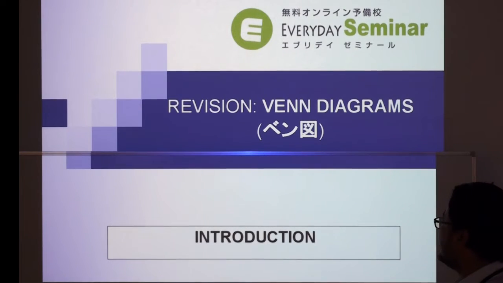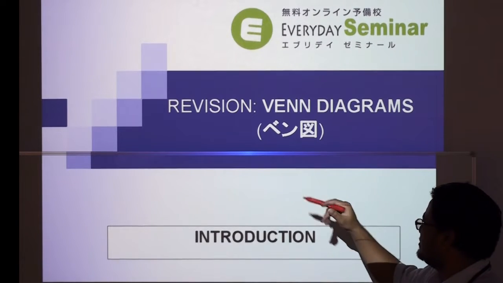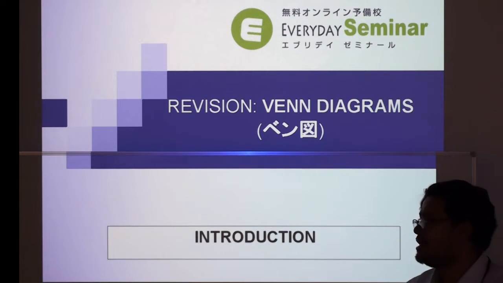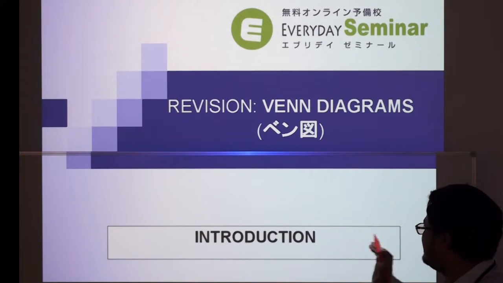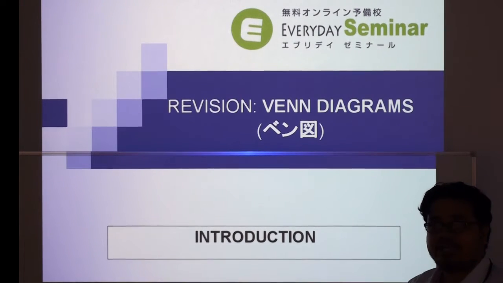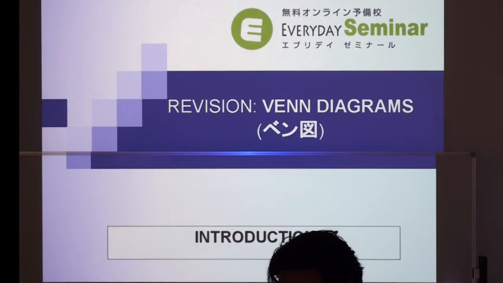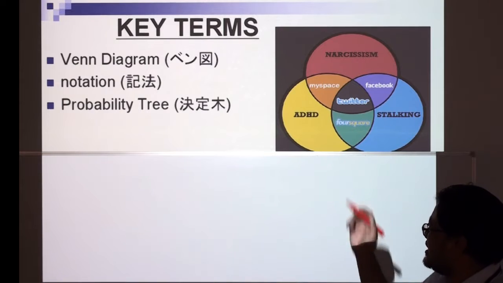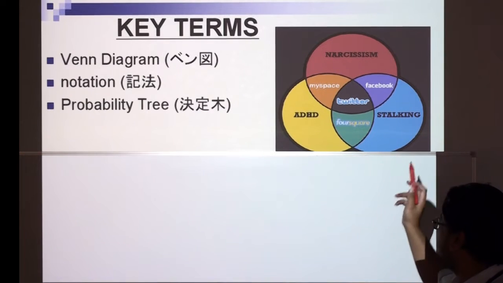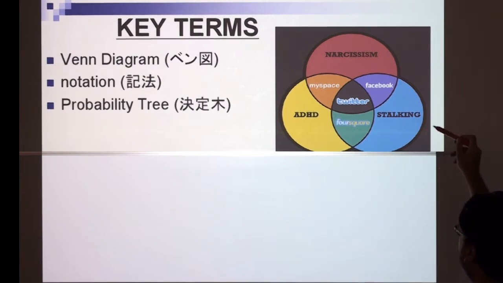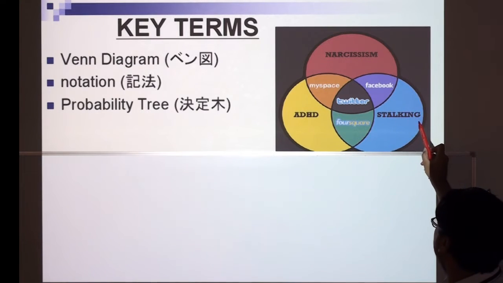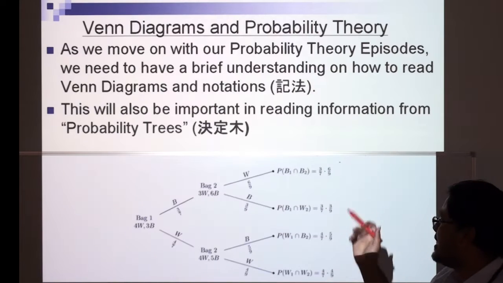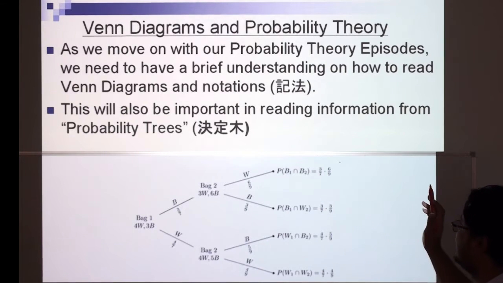Okay, so today's topic is we're going back to do some revision on Venn diagrams before we do more on probability theory. So here we're going to cover just a brief introduction on Venn diagrams. Key terms for today: Venn diagram, notation, and probability tree. Okay, and here's a nice little diagram I got off the internet. Let's move on. Okay, Venn diagrams and probability theory.